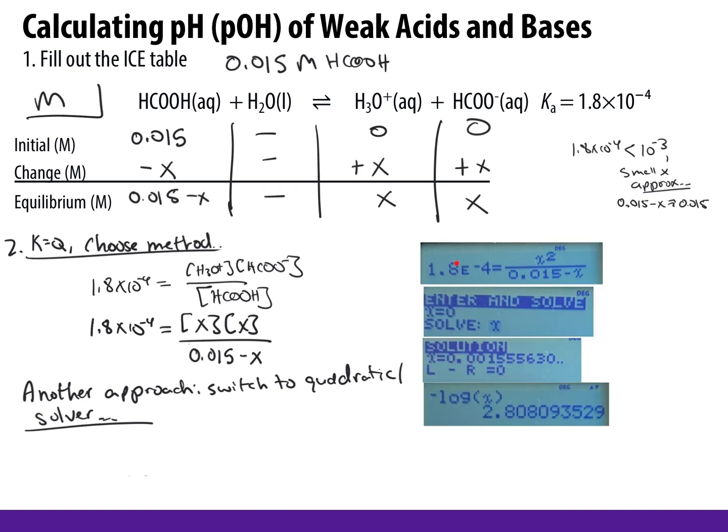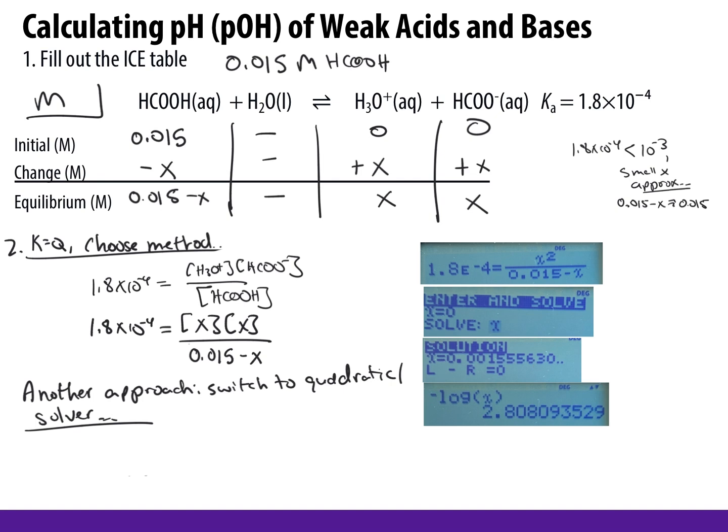Type my equation in for this solver. I don't need to set anything equal to 0, just left-hand side is equal to right-hand side. Again, remember we need a good guess, so x equals 0. Click solve for x, and there's our solution, 0.00155.